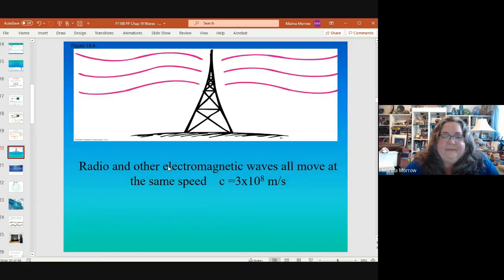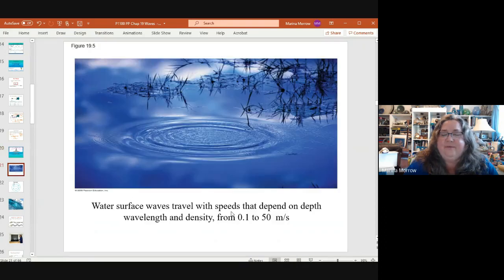Now, wave speed depends on the material and the type of wave. So electromagnetic waves, which you can remember, right? Electromagnetic is EM. They all move at the same speed in a vacuum or in air. Close enough. It's 3 times 10 to the 8th meters per second. Very fast.